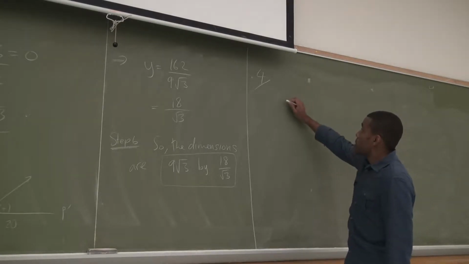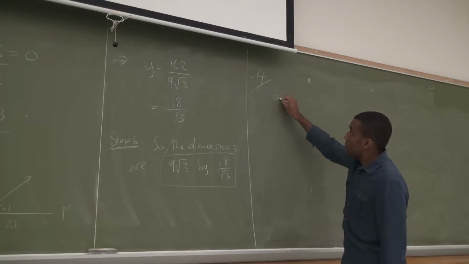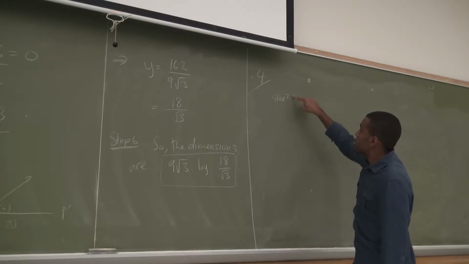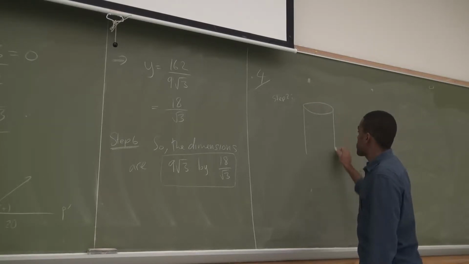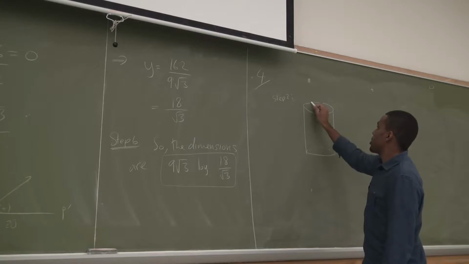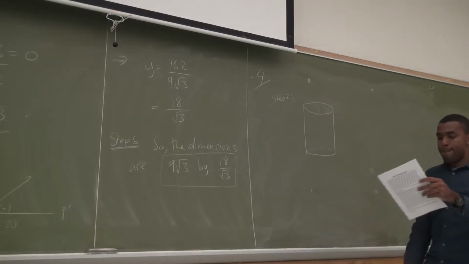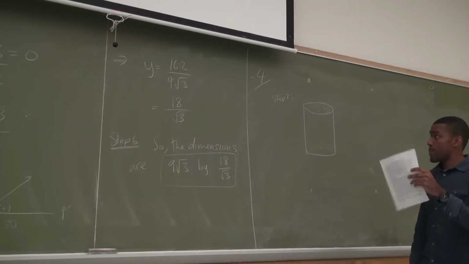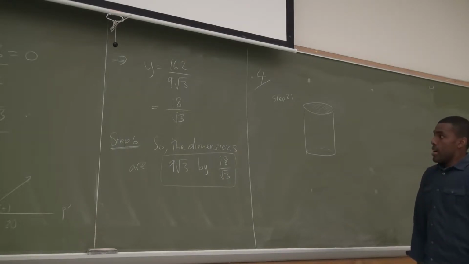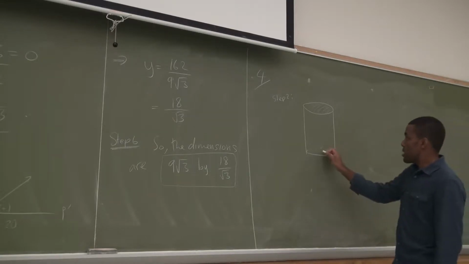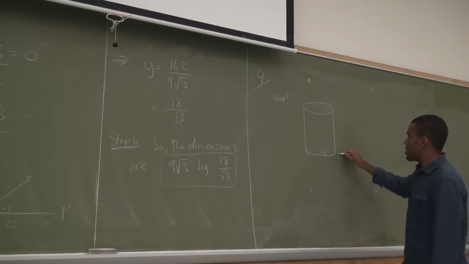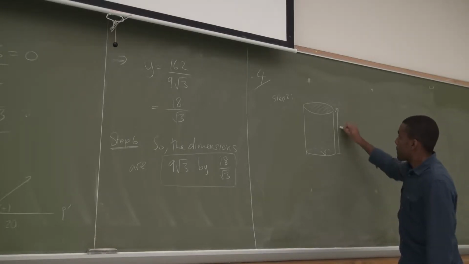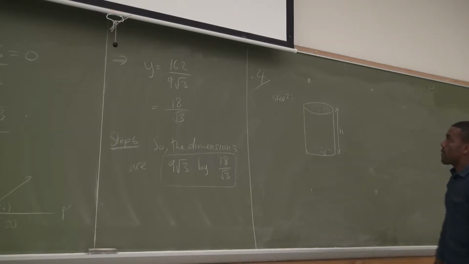So here, we read the problem. Step 2, diagram. We know it has an open top. Now we want to label the diagram. How would we label this cylinder? Well, the radius would be nice to know. Any other thing of importance? The height of the cylinder. Okay.